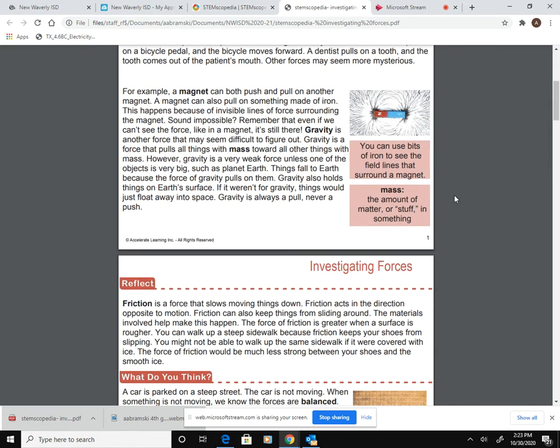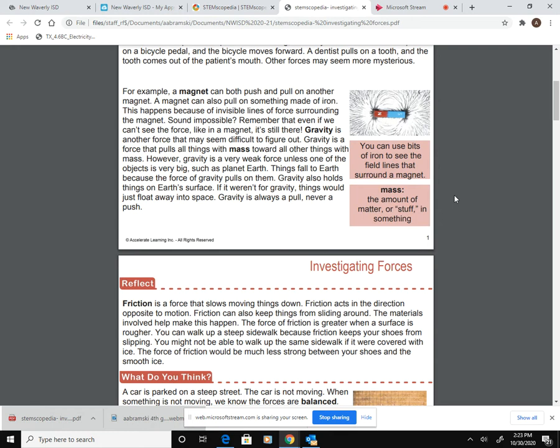For example, a magnet can both push and pull on another magnet. A magnet can also pull on something made of iron, which we've already learned about in our previous unit. This happens because of invisible lines of force surrounding the magnet. Sound impossible? Remember that even if we can't see the force, like a magnet, it's still there.